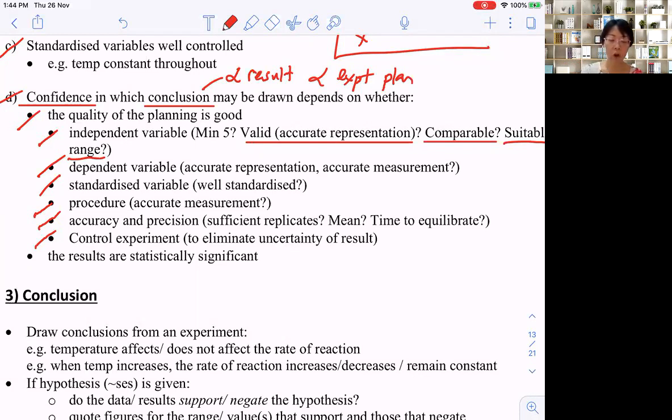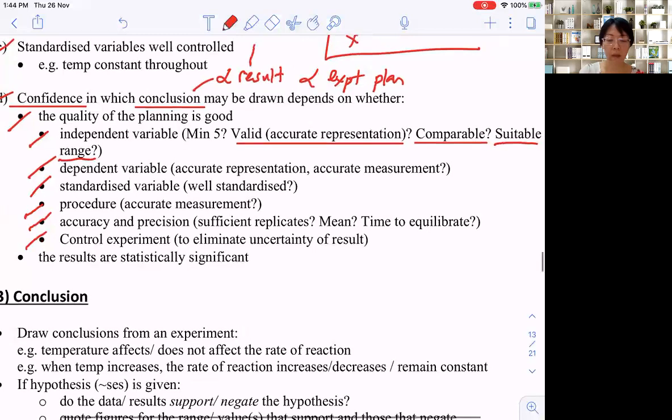Okay, so after having considered that the quality of your planning is good, then we know the result you obtain is accurate and reliable, and is also valid. Okay, then you are confident that your conclusion is also valid, accurate, reliable. So this is the first thing you want to check before you do the conclusion, to make sure you are confident with your conclusion. So the first thing to check is your planning of the experiment, every single part of the planning.